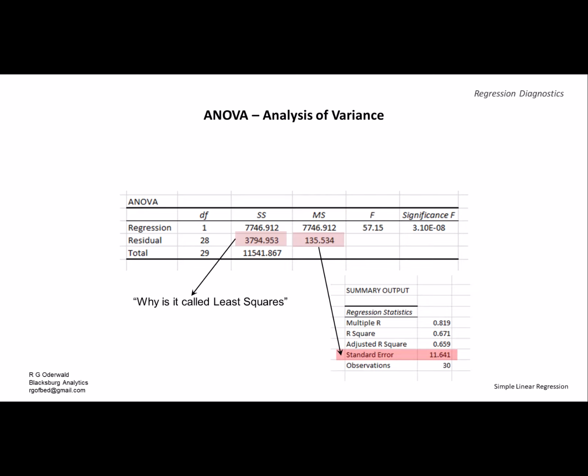The other two items worth mentioning are the residual sum of squares and the residual mean square. The residual sum of squares appears again in why is it called least squares. The standard error in the summary output box is the square root of the residual mean square.